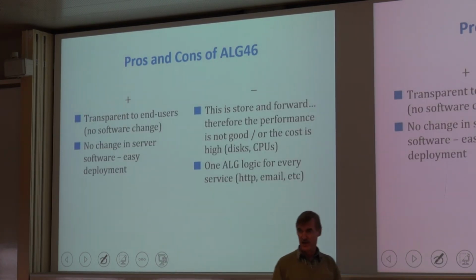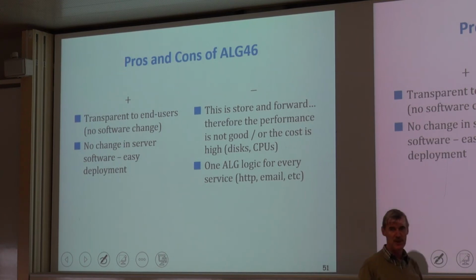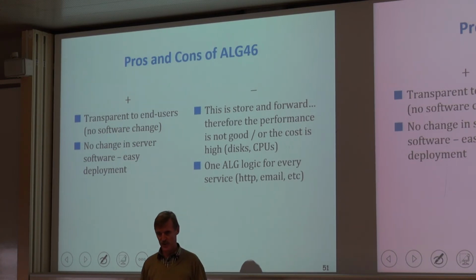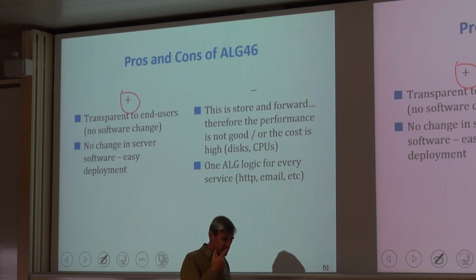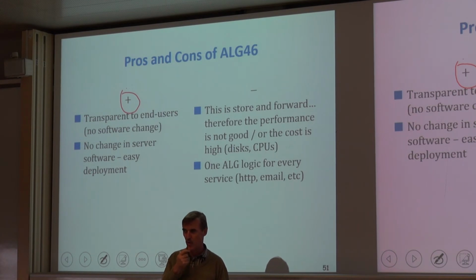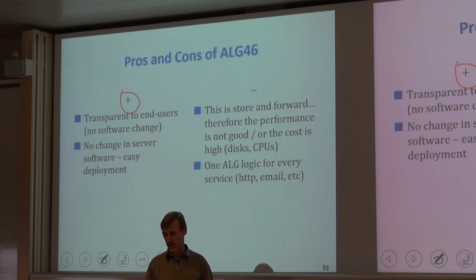This is our first mechanism for the interworking of the two: Application layer gateway 4.6, acronym ALG 4.6. Well, it has pros and cons. Obviously pros, otherwise it would not exist. The major advantage is it's transparent to practically everything once you manipulate the DNS correctly, and at the cost of hardware.